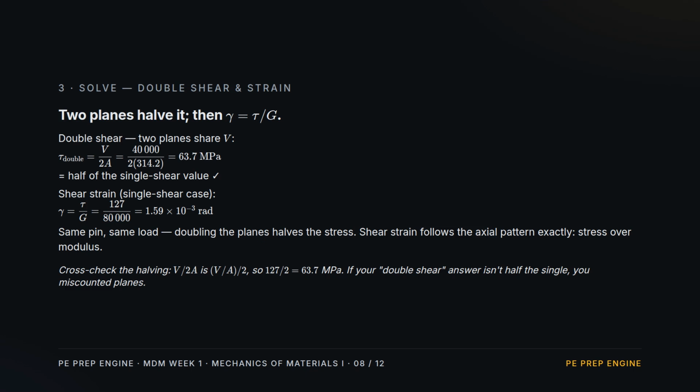Part 2. Double shear and strain. Now 2 planes share the load, so the stress is V over 2A, half the single shear value, and you can check it just by halving. Shear strain is stress over the shear modulus, the same move as axial strain. 2 planes, half the stress, 1 clean division for the strain.